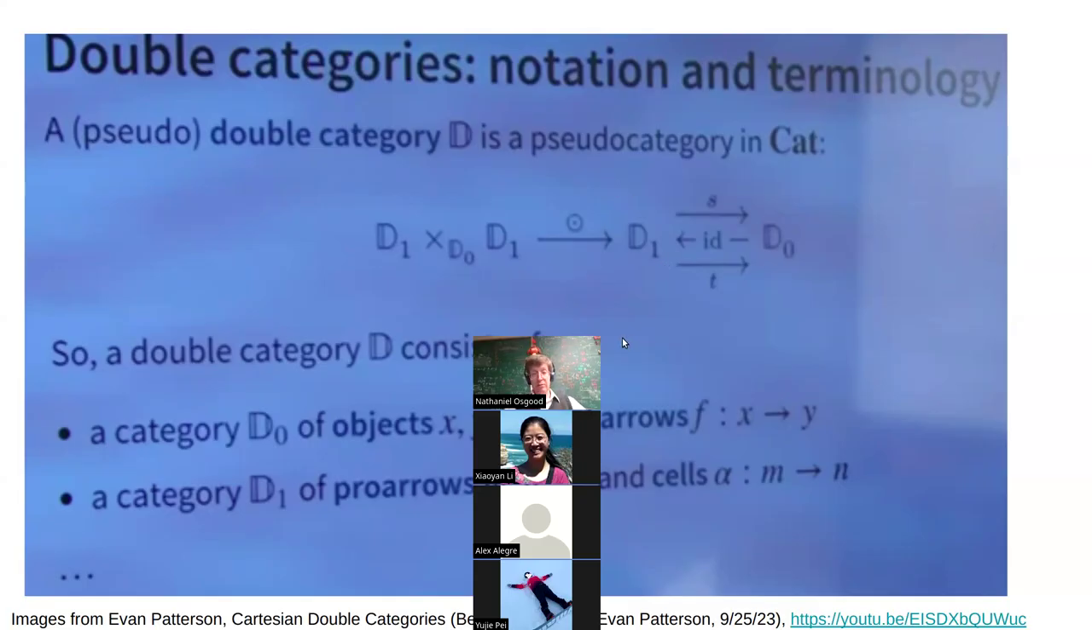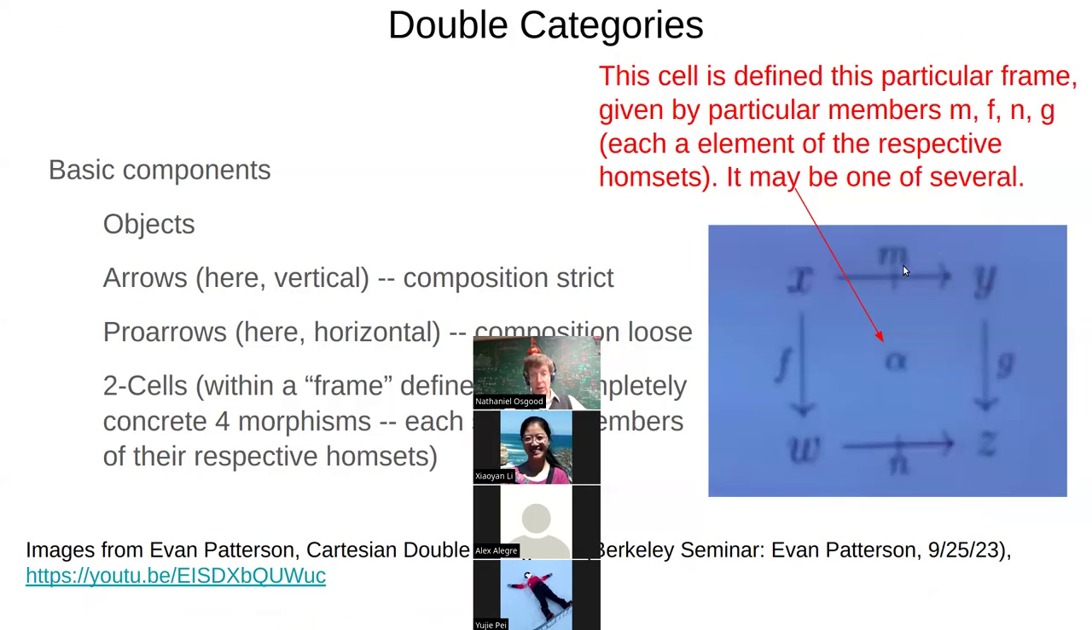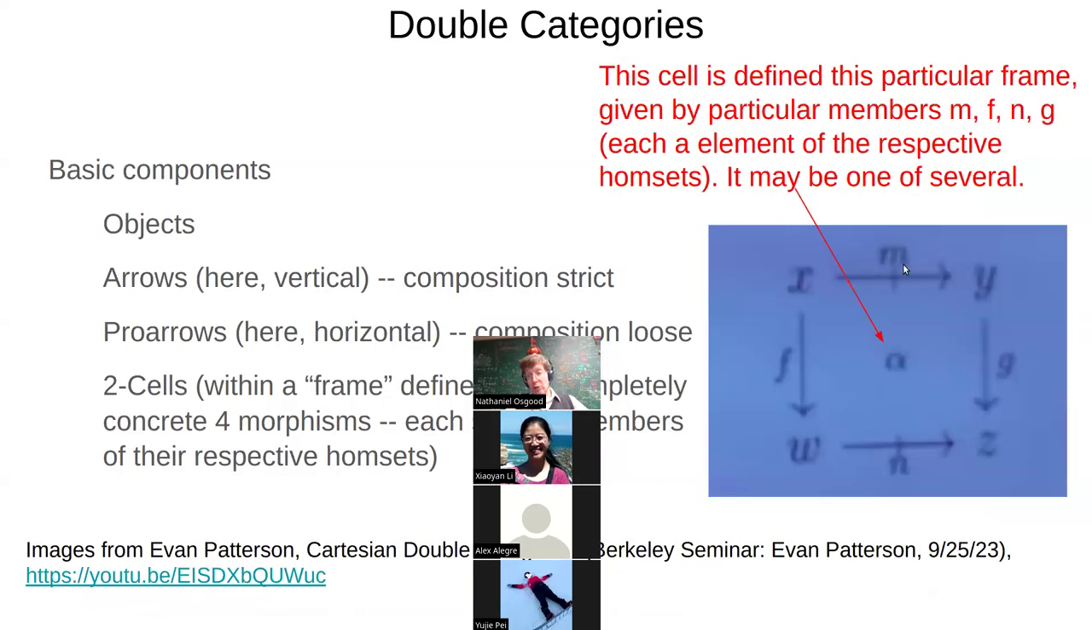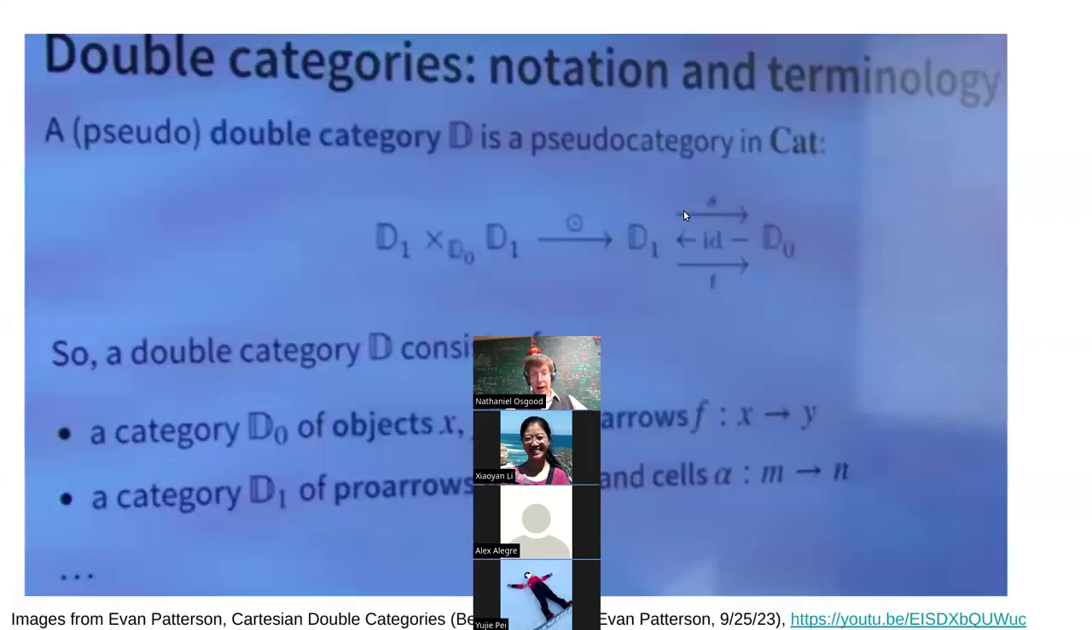And two cells. So here we have an object. If we have an object in D1, which is a pro arrow, one of these guys, and we have another object in D1, which is a pro arrow, another one of those, and they're joined at a common thing, namely an object here. So if you have a pro arrow that goes X to Y and another one that goes Y to A, end to end, we can compose them horizontally. That's what this is. And get a pro arrow.